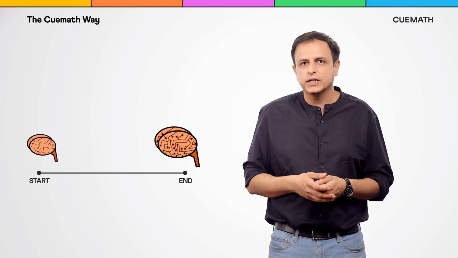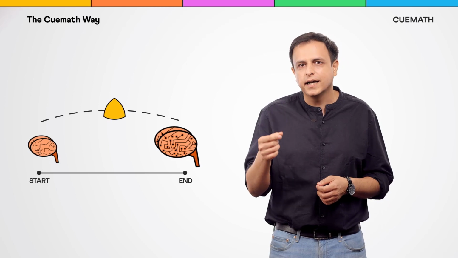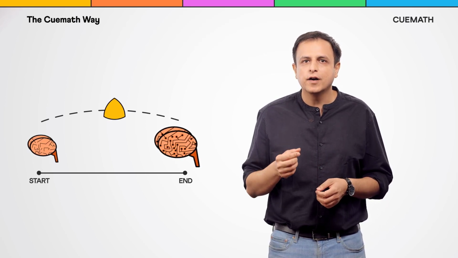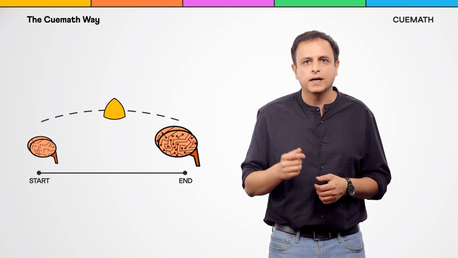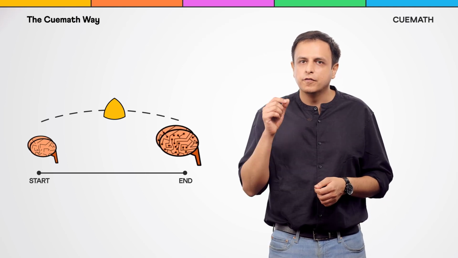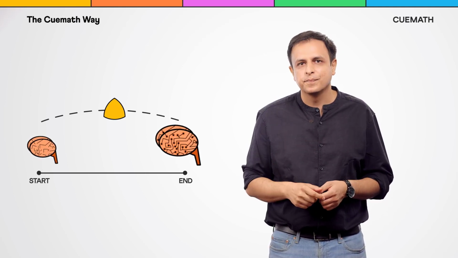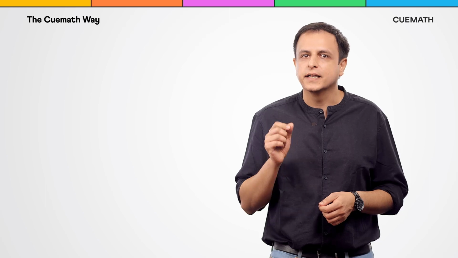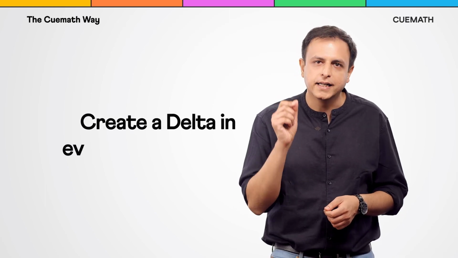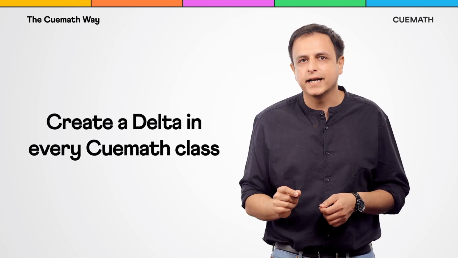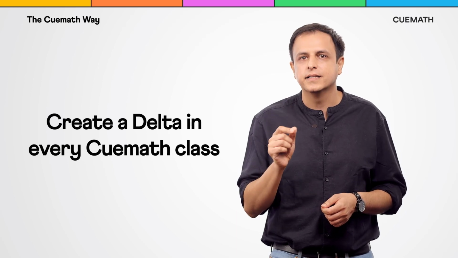So if you as the child's tutor manage to create a delta in your class, it means that you have literally upgraded the child's neural pathways in that 1 hour. You have literally reshaped their mind. And that is what your goal must be in every class, to create a delta, to reshape the child's mind and increase their math ability in some way.